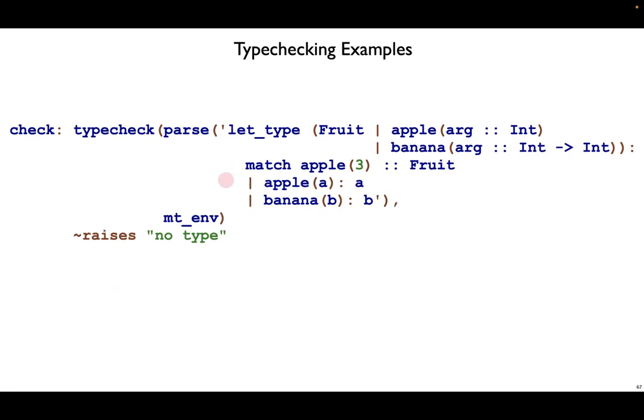One more example. Here, in the banana case, we're returning just b instead of b applied to 7. This one should be a type error because b is a function. And again, in order for type check to raise an error, it needs to know those variant types. So we will have to extend our type environment with all that information when we go to implement the type checker.